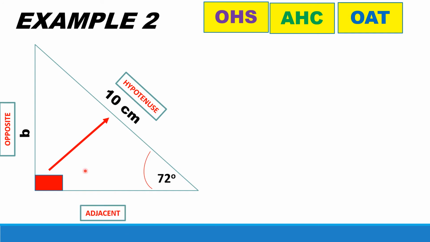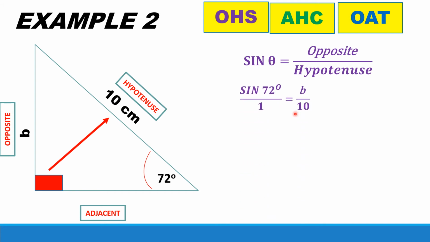So now we want to find B, the opposite, and we know the hypotenuse. Which trigonometric ratio does that fit? Opposite and hypotenuse, sine. So sine theta is equal to opposite over hypotenuse. So let's fill in what we know. Theta is 72. The opposite is what we are trying to find, which is B, and the hypotenuse is 10.